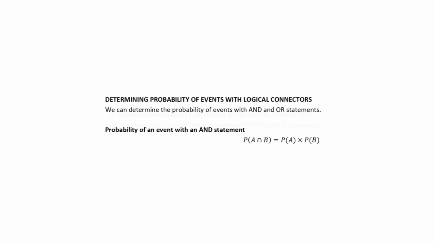Determining the probability of events that have logical connectors in them. We can determine the probability of events that have and or statements. The probability of an event that has an and statement, so the probability of A intersection B, or A and B, is equal to the probability of A times the probability of B.